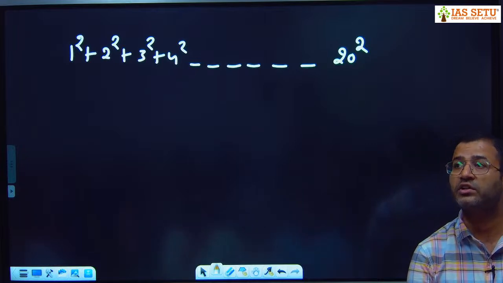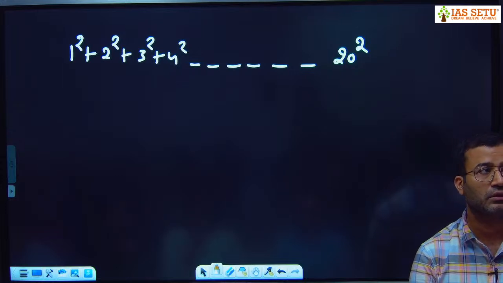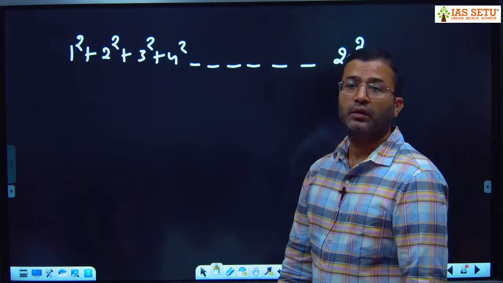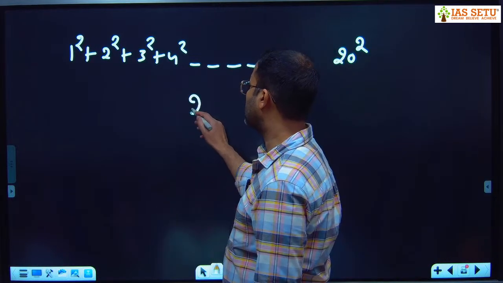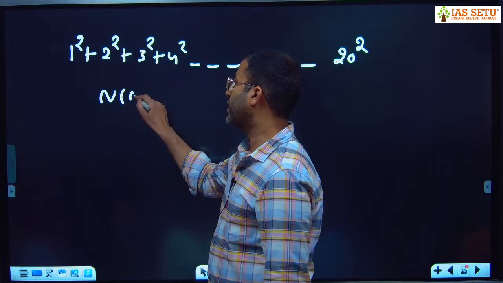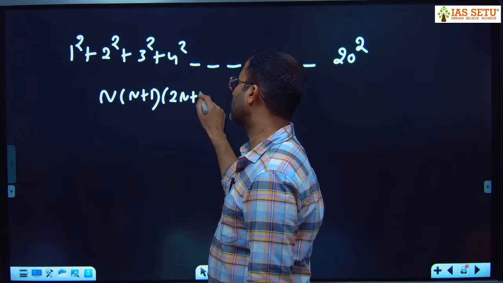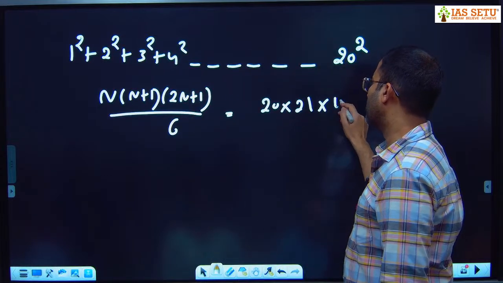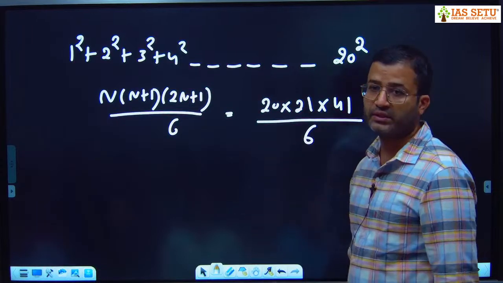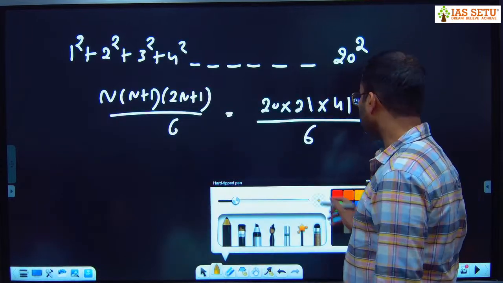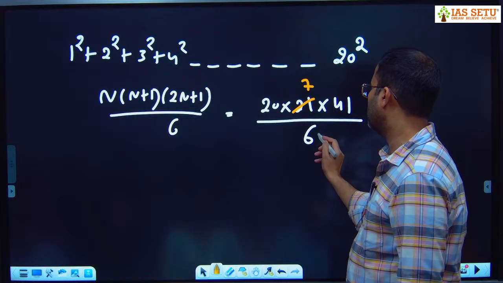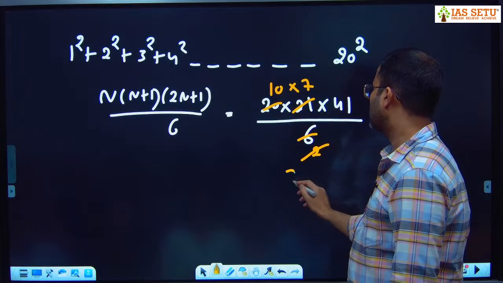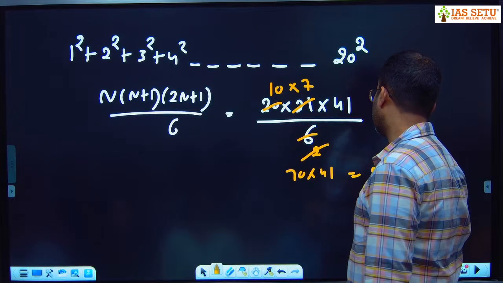पीछे वाले सारे एसी 24 या 25 पे कर दो. So here this is n into n plus 1 into 2n plus 1 divided by 6. So this is 20 into 21 into 41 divided by 6. So now here this is 7, this is 2, this is 10. So what is your answer? 2870.